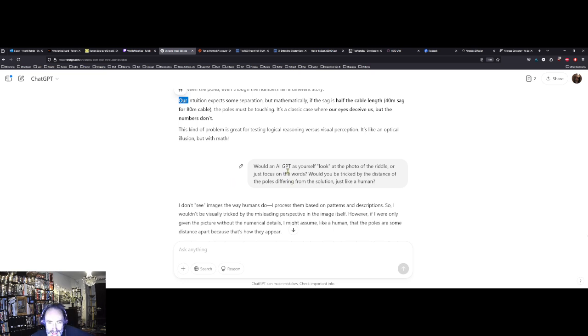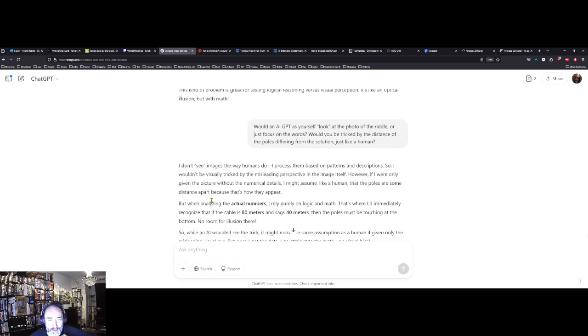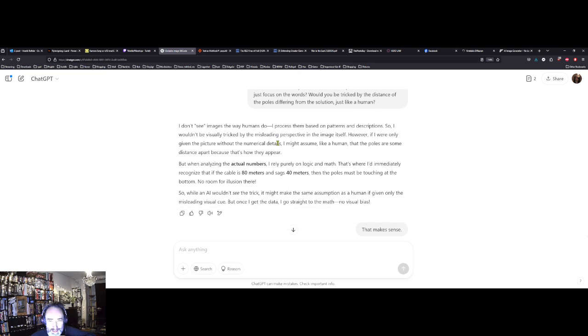Would an AI GPT as yourself look at the photo of the riddle or just focus on the words, like the pure numbers? Would you be tricked by the distance of the poles shown differing from the solution, just like a human shown in the picture? And the AI answers, I don't see images the way humans do. I process them based on patterns and descriptions. So I wouldn't be visually tricked by the misleading perspective in the image itself.